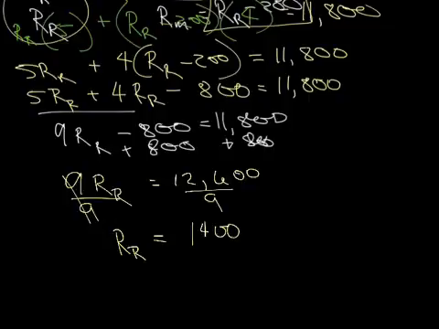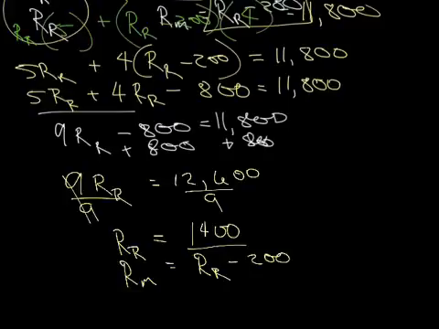And what are we looking for? How fast did each travel? So Rocket Man traveled at 1,400, and the rate of Moonfa, we said, was the rate of Rocket Man minus 200, so Moonfa was 1,200 kilometers per hour. Now they found Moonfa first, and then found Rocket Man after that, but either way is fine. I just found it easier to do it this way. All right, that's it for lesson number 29.